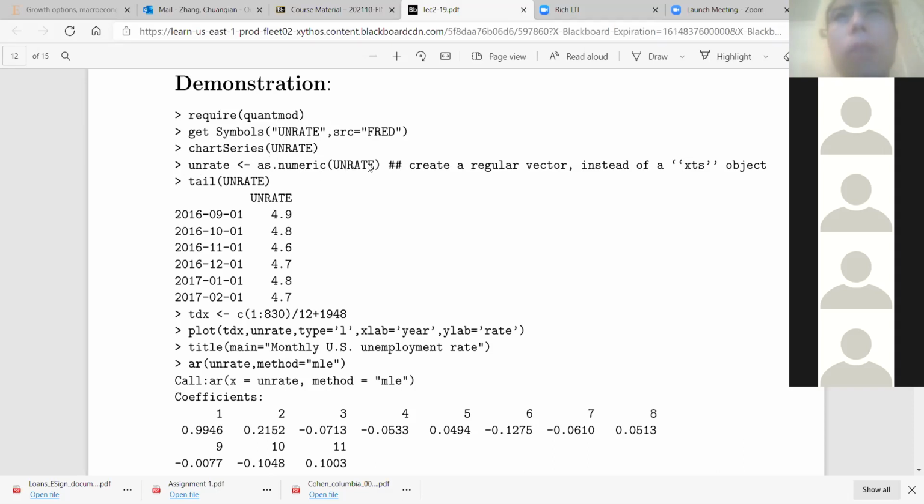As.numeric, this is the interesting part, because the UNRATE here, this number, although it looks like digital numbers, they're probably not numerical. It might be some different object. Let me explain this a little bit. I might not give you such an example in the class or assignment, but I want to help you really get into that. In our environment, this is a very advanced topic.